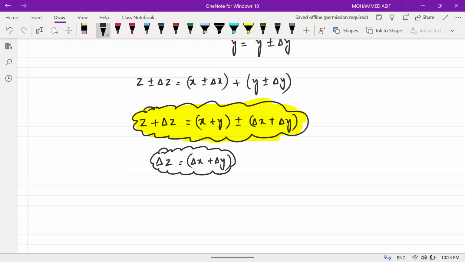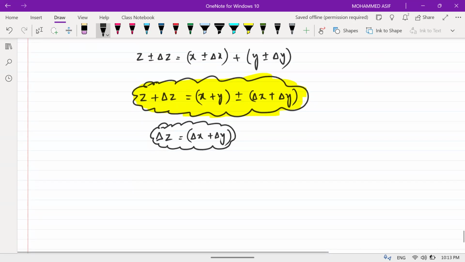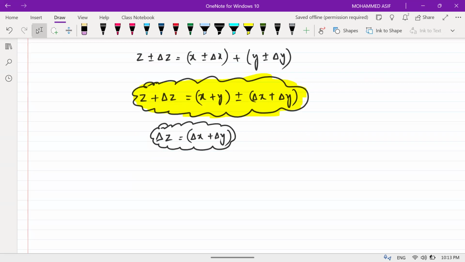In addition, always try to remember, beta: absolute error gets added up. That's it. Am I clear? Or simply you can do it like this. Simply we can differentiate.